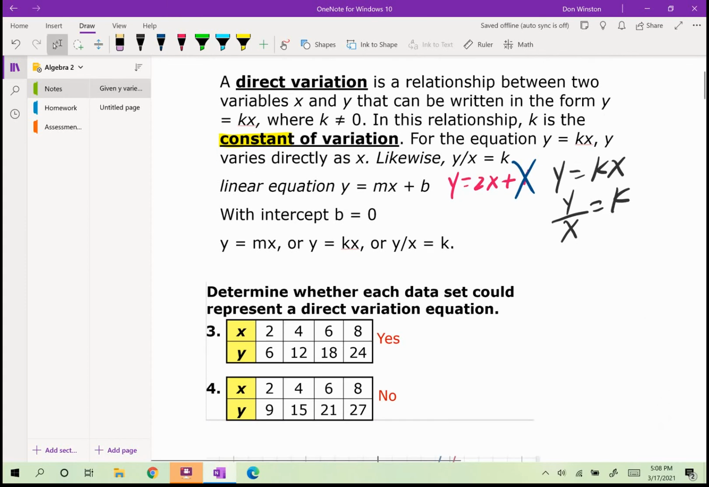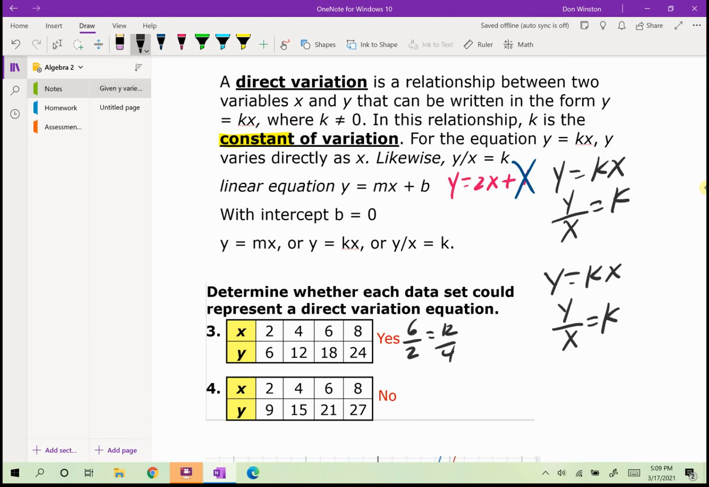To determine whether each data set could represent a direct variation equation: direct variation is y equals k times x, or dividing both sides by x, y divided by x equals k. So if I take each y and divide it by x, and if that's always the same, if it's constant, then we have a direct variation equation. Notice here for number 3: 6 divided by 2 is 3, 12 divided by 4 is 3, 18 divided by 6 is 3, and 24 divided by 8 is 3. It all equals 3. So that is a direct variation equation.